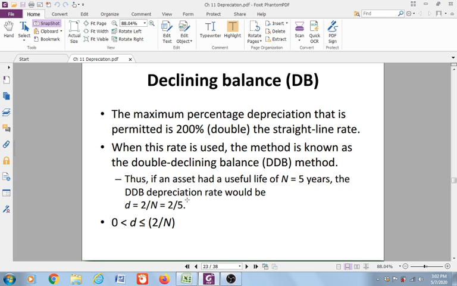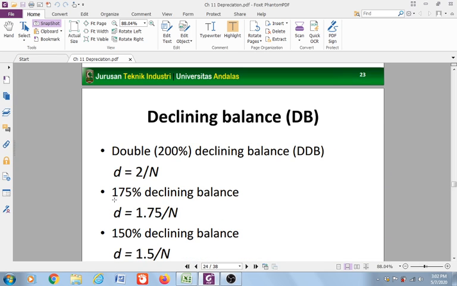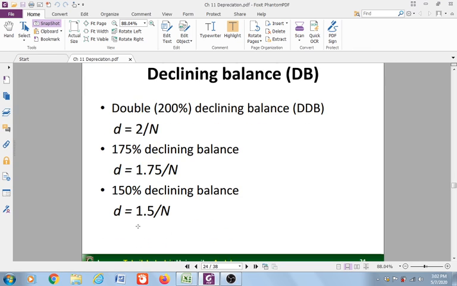So the factor D, when we calculate the depreciation charge, will be 2/n when we use the double declining method. Why is it 2? Because it is the double declining method, so 200% is just 2. When we use 175% declining balance, that means the factor D equals 1.75/n. When we use 150% declining balance, D equals 1.5/n, because 150% means 1.5.